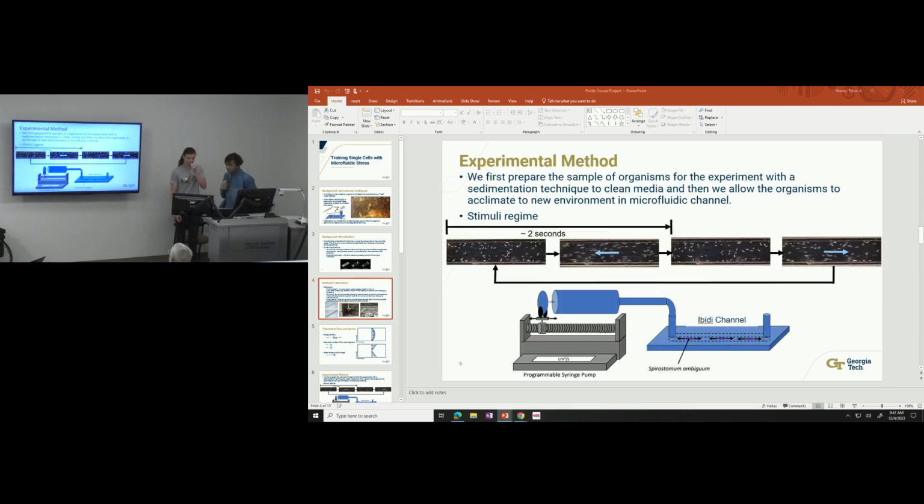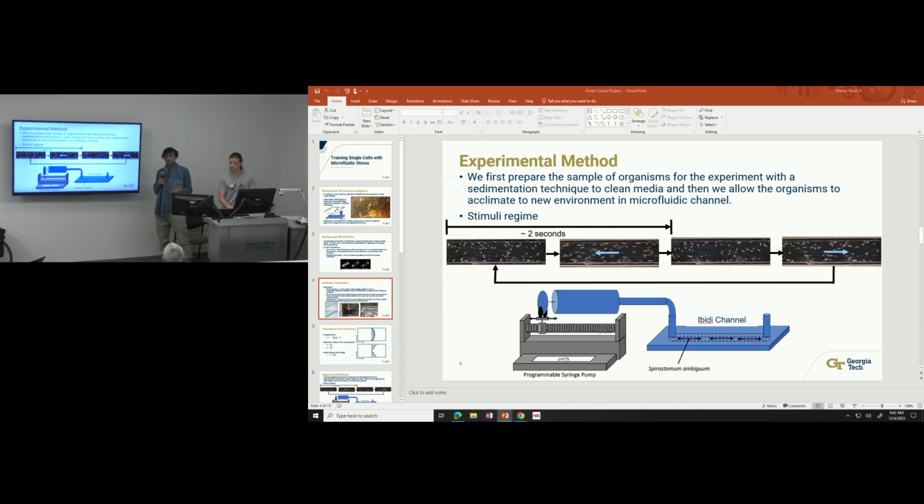Okay, so here's the experimental method that we went through when we finally found the device that we're going to use for experiments. The first step is you have to prepare the cells for an actual stress experiment, and that requires cleaning up the sample, because they literally grow in pond water, so it's very dirty. In a microfluidic case, you don't want any clogs, so you have to sediment the organisms and clean them through a series of steps.